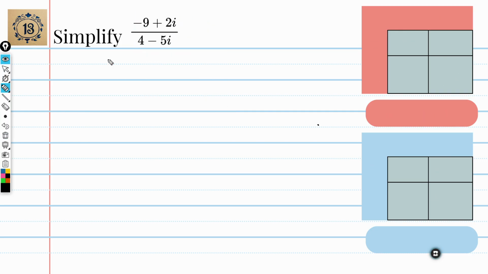And the last one you're going to work on your own. I want you to do 8i divided by negative 3 minus 4i.